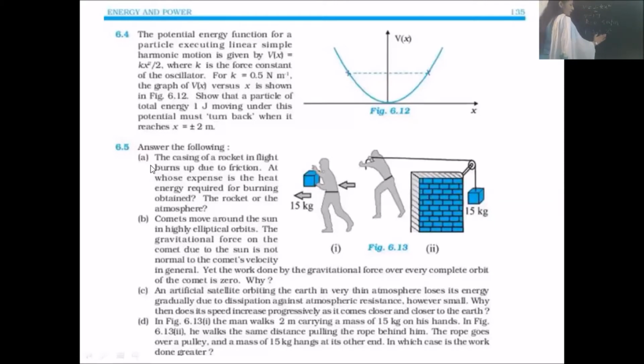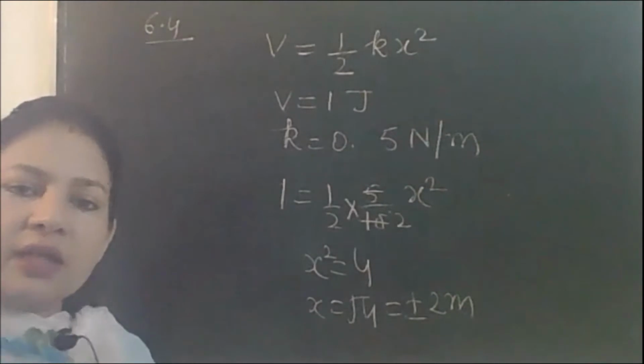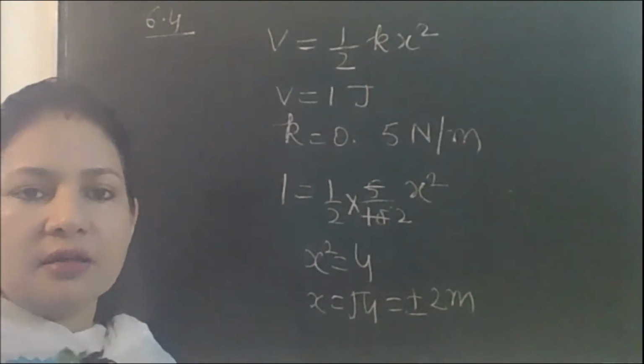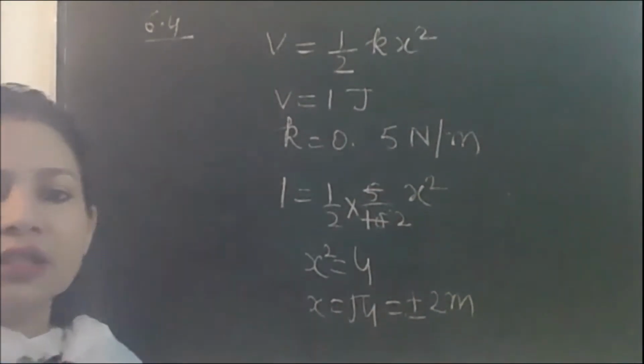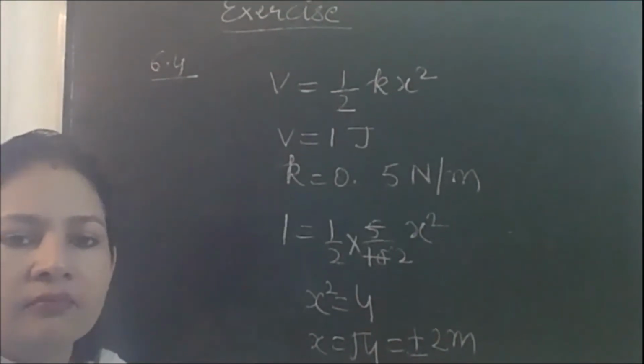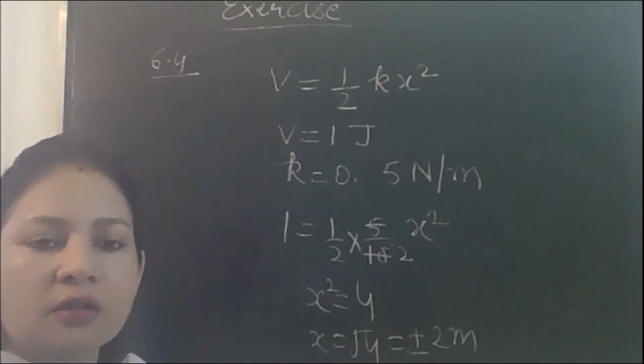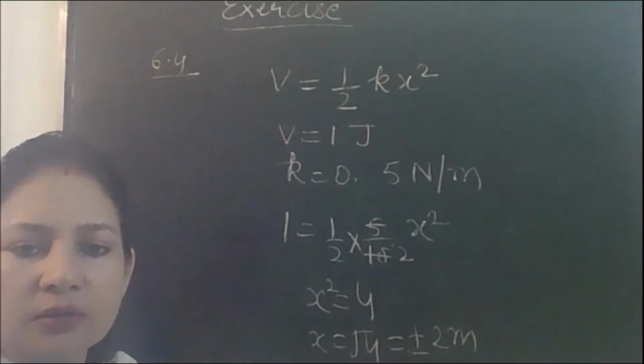K is 0.5. So x square is 4. X is under root 4. That is plus minus 2 meter. So here comes the answer. X is plus minus 2 meter. Have a look at the solution once. If there is any doubt, you can ask. So this is question number 6.4 of the exercise. All right. Fine. So I'm going to share the next question now.